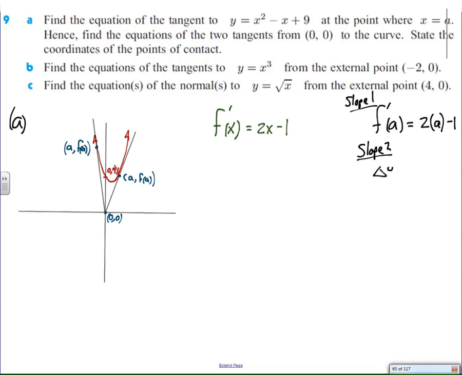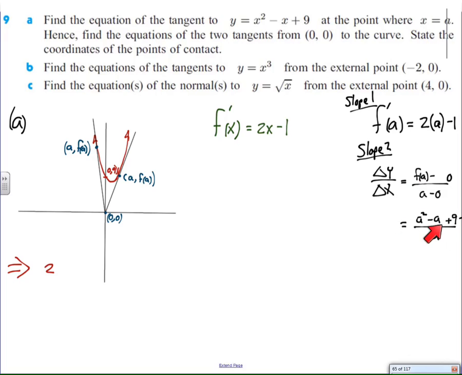Now, the second way that I could calculate slope is to just use change in y over change in x. That is to say, here are 2 points. If you have the coordinates of any 2 points, you can find the slope and equation of the line that goes through those 2 points. To find the change in y, I recognize that it's just f of a minus 0, and the change in x is just a minus 0, or a. Now f of a turns out to be a squared minus a plus 9, so I put that in: a squared minus a plus 9, and then all divided by a.